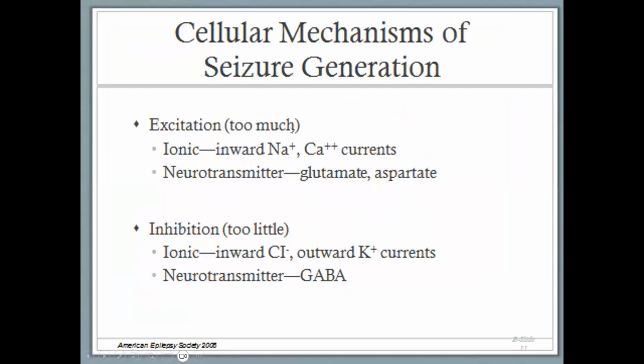This cellular mechanism of seizure generation, you can just read about it, but I don't think anyone's going to ask in detail. Basically, there's an imbalance between excitation and inhibition. When there's too much excitation, such as the neurotransmitters glutamate and aspartate, and too little of the inhibitory neurotransmitters such as GABA, that is gamma aminobutyric acid, it can result in seizures.